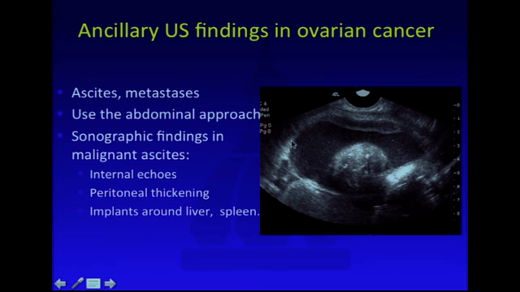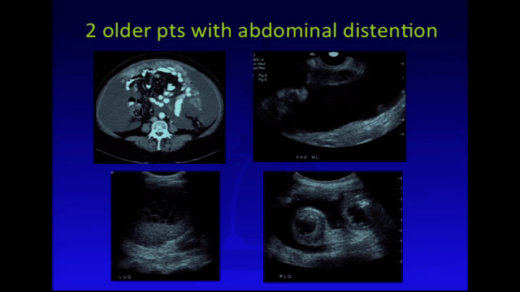And look for ancillary ultrasound findings in ovarian cancer. If you suspect a mass is malignant, always look for ascites, and the ascites oftentimes can be complex. They spread with peritoneal carcinomatosis, so look for these solid implants, oftentimes you'll see them in the cul-de-sac. And you also look for implants around the liver or the spleen.